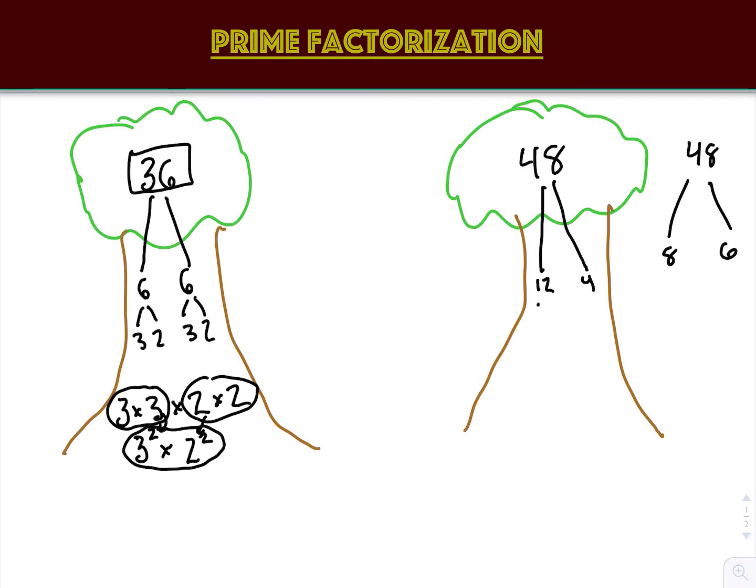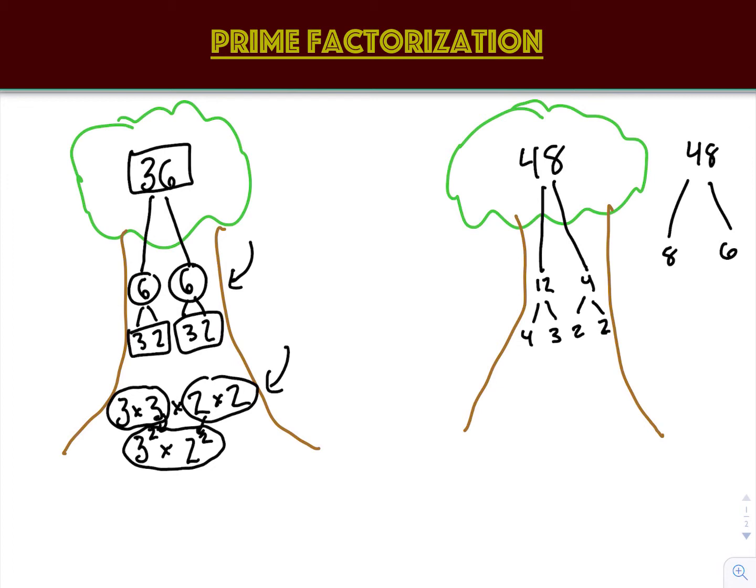If I break down 12 and 4, I'm left with 4, 3, 2, and 2. I'm going to start highlighting them once the number is prime. This is called prime factorization because the roots should all be prime numbers. We don't stop until we're at a place where all of our numbers are prime. In the previous example, you'll notice that the two 6's were not prime, so we kept going. Just so happened that 3 and 2 were prime, and 3 and 2 were prime again.